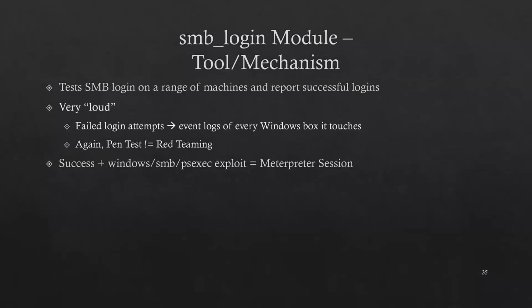Again, I'm going to say it again. That's why I said it in like the second or third slide. This is very loud on a network. All failed login attempts against Windows boxes will get an event log of that failed login. Right? If you're trying to keep out of the blue team's vision, if you're on a red team engagement or a purple team engagement, you want to be very, very careful if you're using this module, because if you hit that button and you didn't configure it right, you're going to set off alarm bells all over the place. Or at the very least, you're going to leave a lot of artifacts behind for them to find you. So again, pen testing does not equal red teaming.